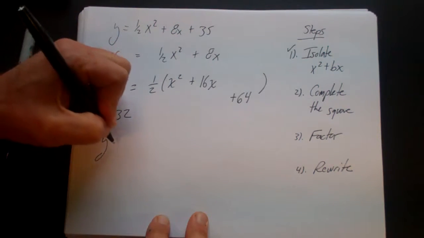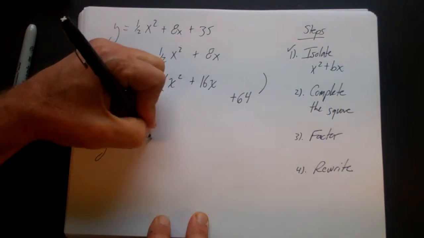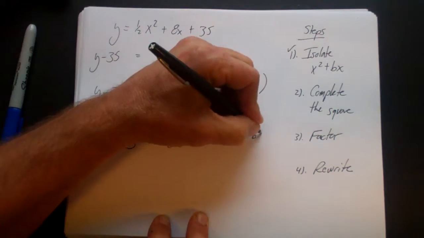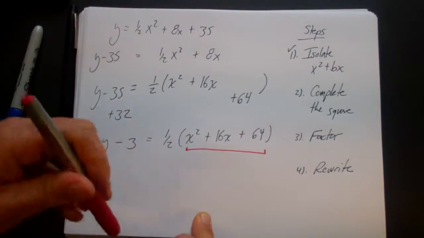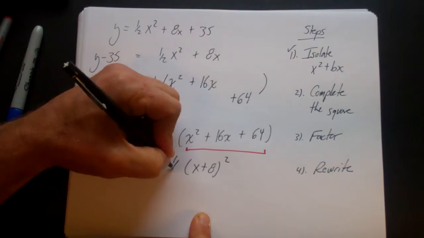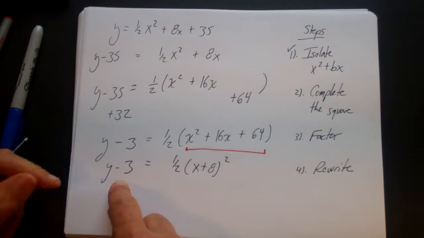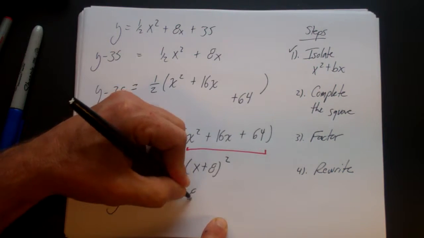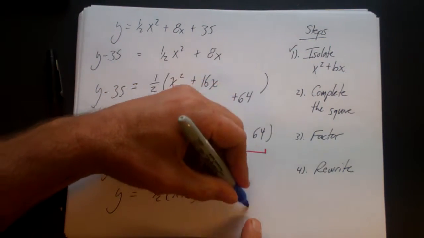And now I'm just going to rewrite what I have. I have y minus 3, I think that's right, negative 35 and a positive 32 is negative 3, equals 1/2 times (x squared plus 16x plus 64). And I'm going to factor what's inside the parentheses here. And that's going to be (x plus 8) squared. Now I simply need to get the negative 3 on this side, so I add 3 to both sides, and I get y equals 1/2 (x plus 8) squared plus 3. And that's my answer. I'm going to box it and send it home.